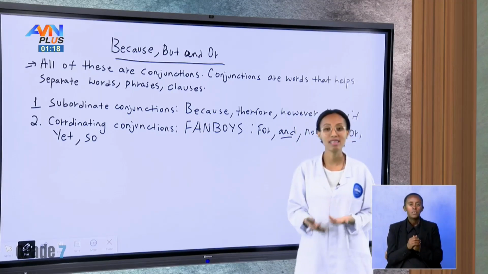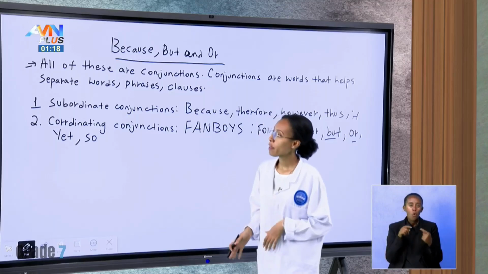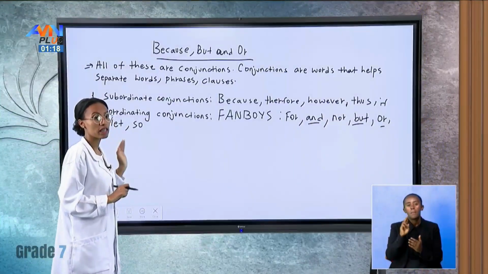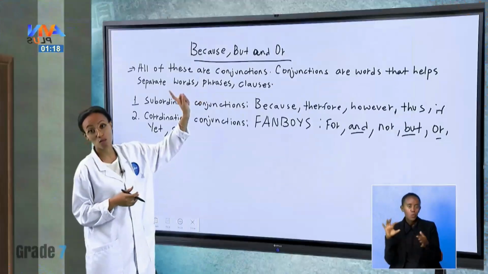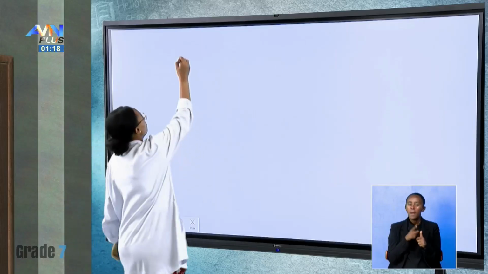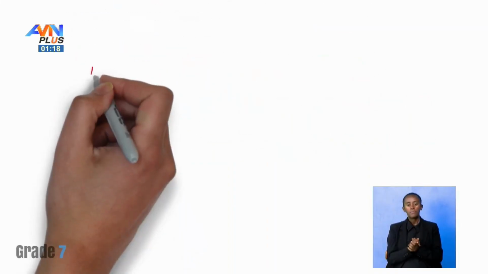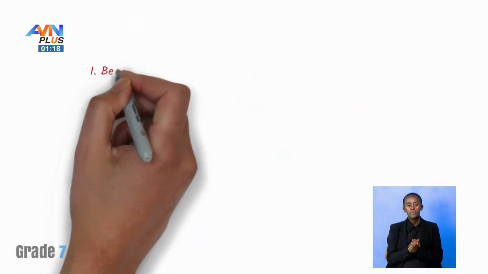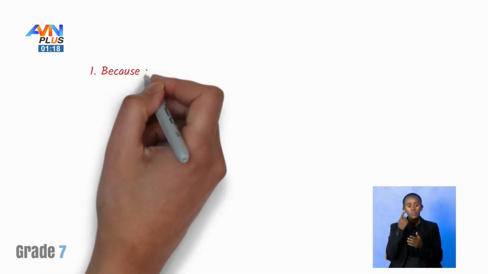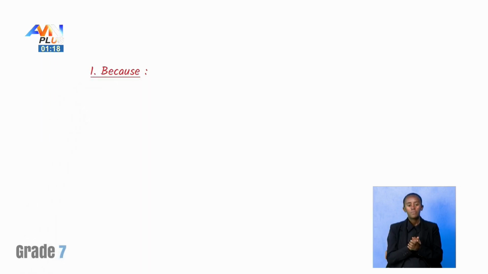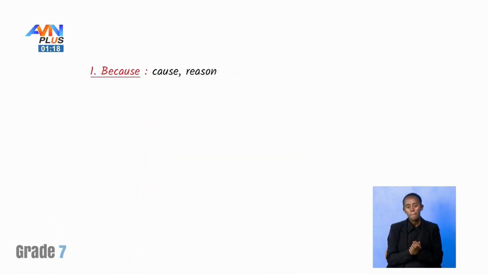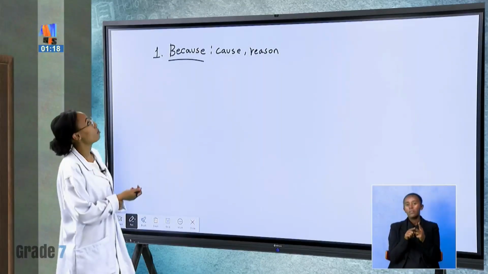Contrast of idea and also opposition. So these are subordinating and coordinating conjunctions, and that is what these three are. Let's see the first one: because. The first one, because, is used in case of cause and reason. So these are the two ways we use because.